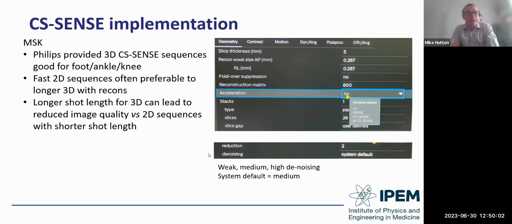It's partly due to the longer echo train length or shot length for 3D sequences, leading to a bit of blurring and loss of sharpness in the image, but also a longer 3D scan, particularly with CS sense. If you have any patient movement during the acquisition, then that's going to impact your imaging more than a shorter movement during a shorter 2D scan.